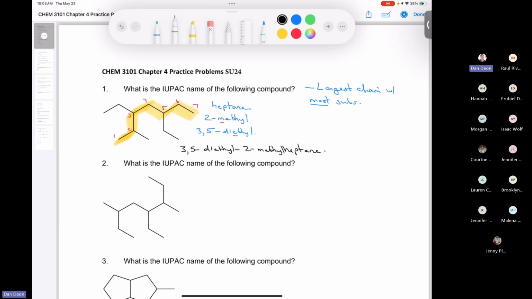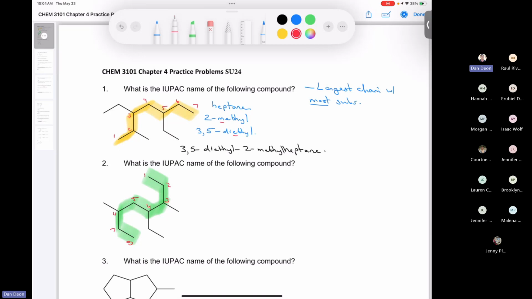Okay, next one. There are 8 carbons in the longest chain with the most substituents. So I found it 1, 2, 3, 4, 5, 6, 7, 8, something like that. And we should start numbering up here 1, 2, 3, 4, right? So you have substituents at carbons 3 and 4. If you started numbering here, you'd have 1, 2, 3. You'd have a substituent at carbon 3, but you wouldn't have something at position 4. So this is the best way to do it, or the right way to do it, I should say.